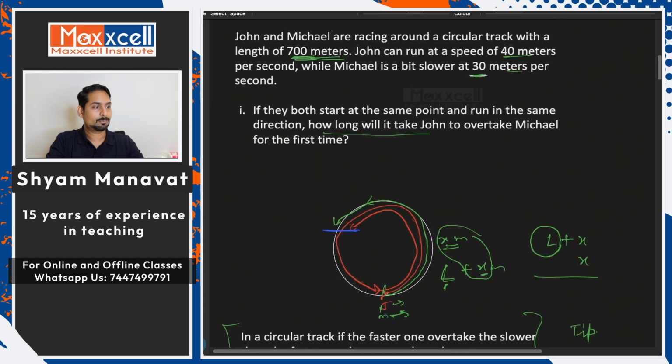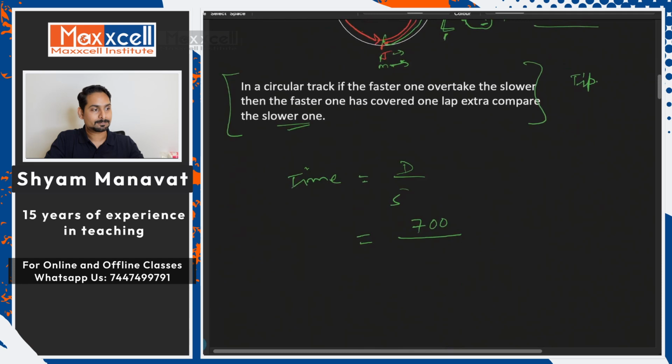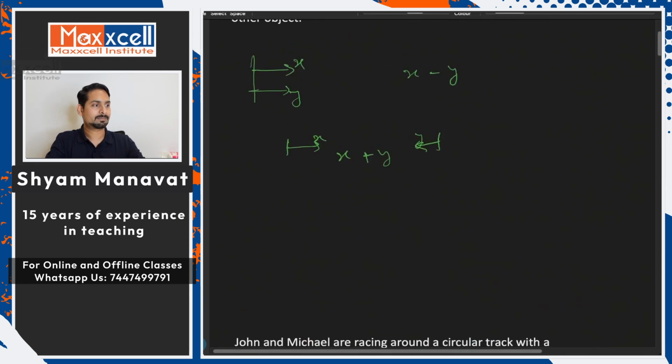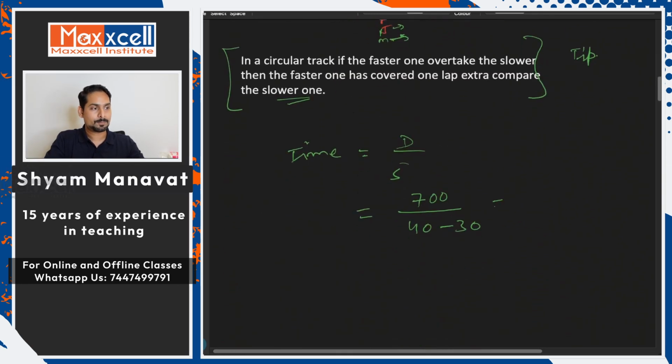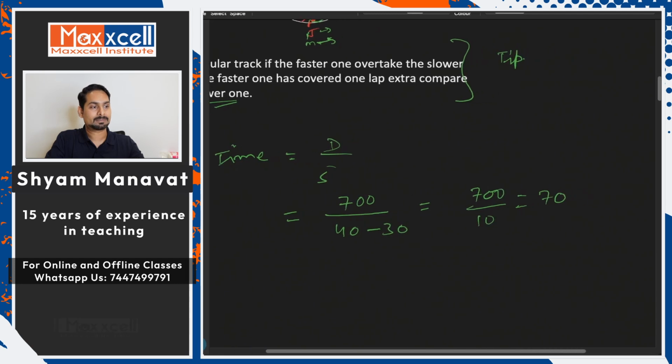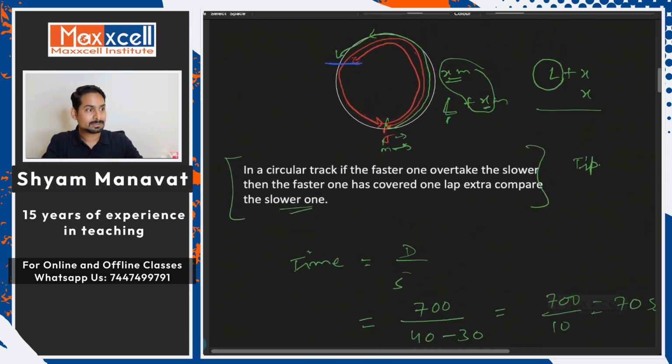The relative speed, when they are moving in the same direction, will be the difference, correct? Moving in the same direction, relative speed will be x minus y, the difference. So the distance is 700 and here the difference is what? 10. So the answer will be what? They will meet after 70 seconds. Okay, so the calculation is fine. I'm sure you will be able to do it, that's pretty easy. But this concept, are you okay with this concept?